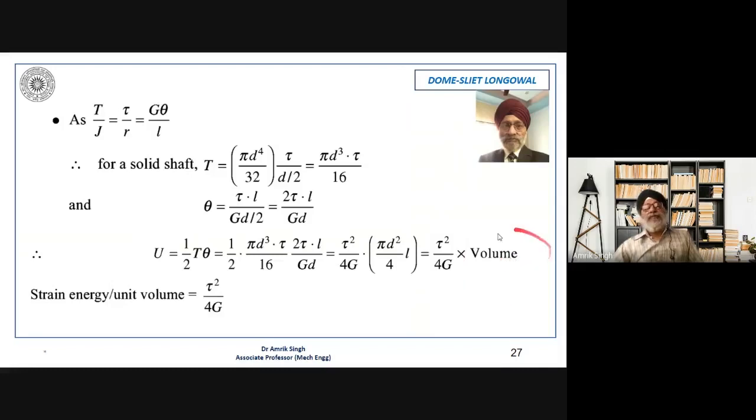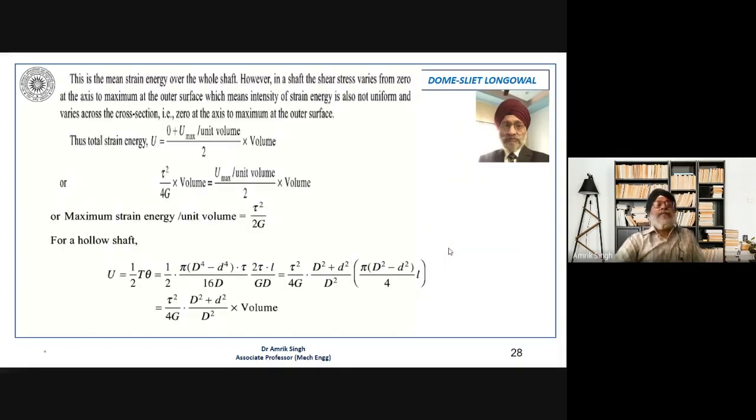into volume. Okay, so strain energy per unit volume is also known as the resilience. So it is tau square upon 4G. Okay, and the maximum strain energy per unit volume is known as the proof resilience. Okay, so if we put the value of T and this tau is equal to tau max, so that will give us the proof resilience. So this is the mean strain energy of the whole shaft.